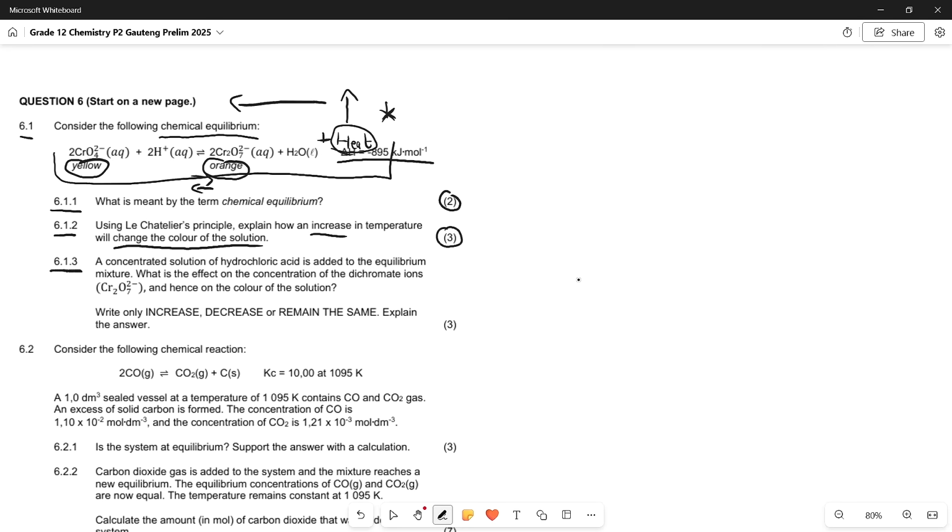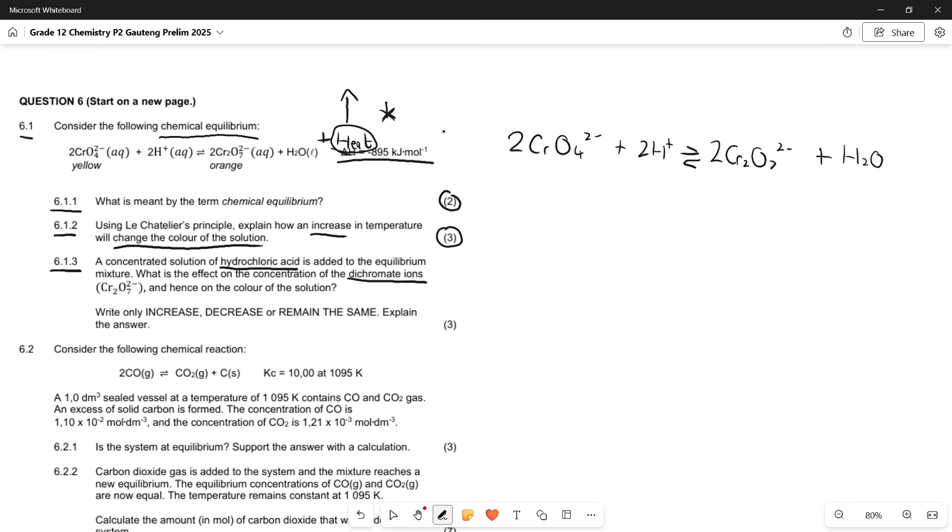And then 6.1.3 says, a concentrated solution of hydrochloric acid is added to the equilibrium mixture. What is the effect on the concentration of the dichromate ions, the Cr2O7 2-? So this guy over here, Cr2O7 2-, and hence on the color of the solution. So if we're going to redraw this equation here, we're going to interpret it very similarly to how we interpreted the heat in the equation. Because if we have added HCl, we don't exactly have HCl in our equation over here, but we do have H+ ions. And if we link this to our acids and bases section, HCl over here will break off and form H+ ions and Cl- ions.